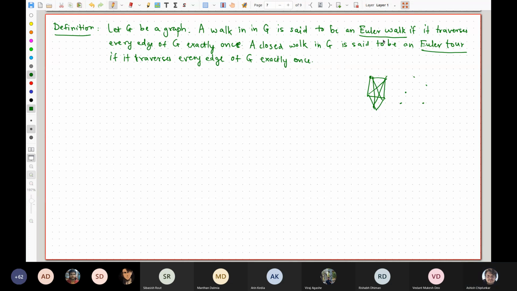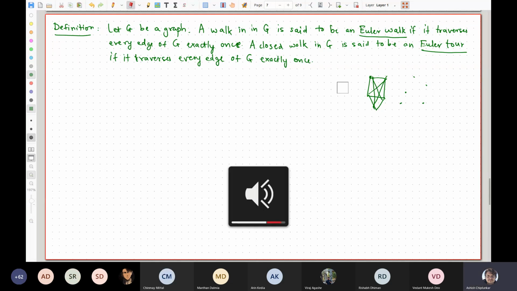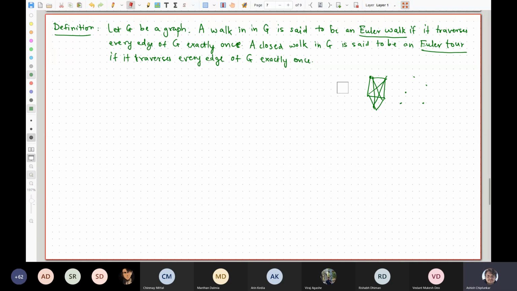Is that okay? In our definition, connected meant that for every pair of vertices, we can have a path between them. Correct, that was the definition of a connected graph. According to our definition, this is not a connected graph, but still it has an Euler tour. Why? Because it has exactly one connected component which is not an isolated vertex.